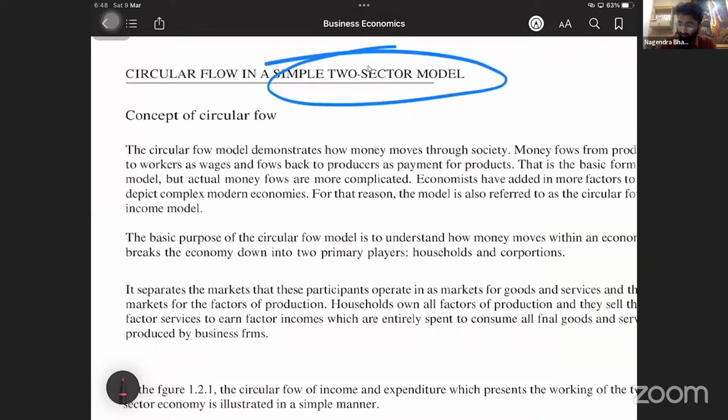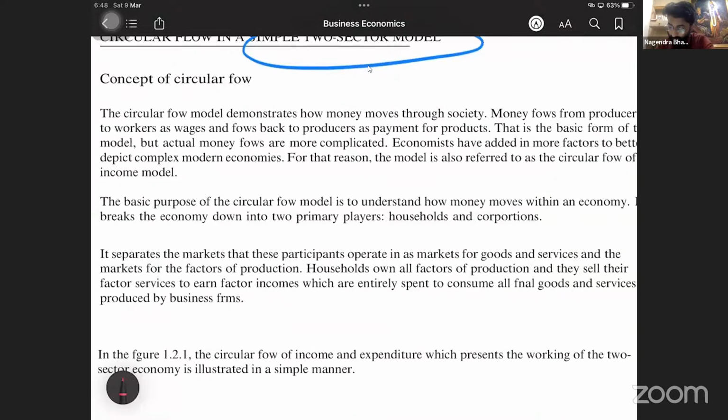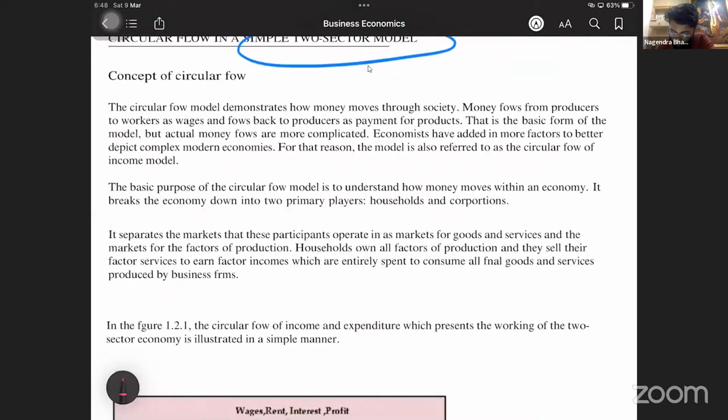See, the concept of circular flow. The circular flow model demonstrates how money moves through the society. Money flows from producers to workers as wages and flows back to producers as payment for the products. That is the basic form of the model.